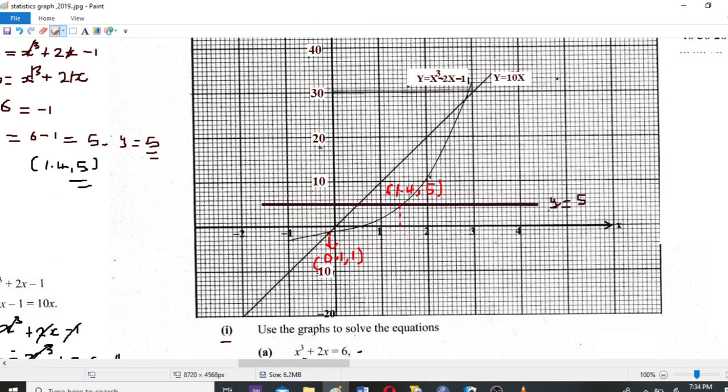Okay, what about the other point? The other point is here, right at the top. If you check, that's 2.8.